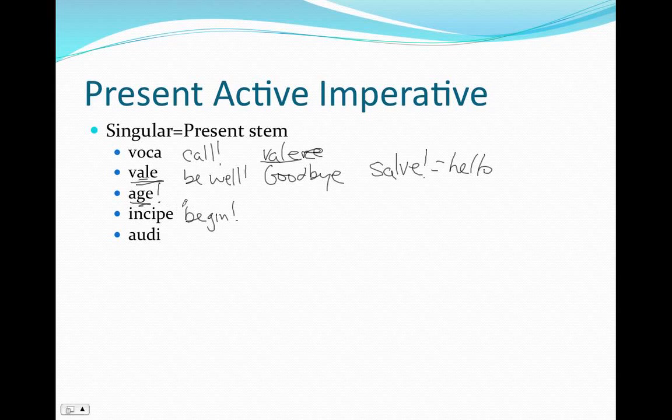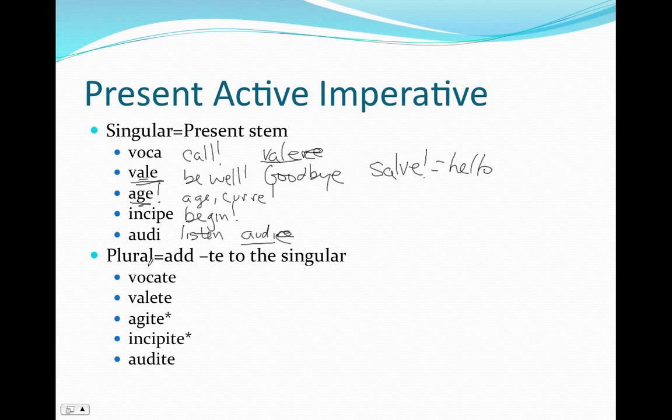Age is a very common general imperative. It often introduces another imperative. So I could say, age curre. Come on, run. Age curre. Come on, run. Incipe, begin. Audī, listen. From audīre. So we took our infinitive, knocked off the re, and we're left with the imperative. So there's the present active imperative, singular.